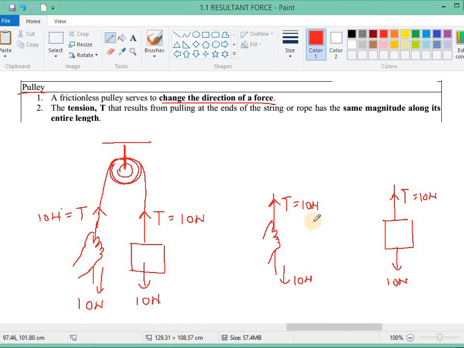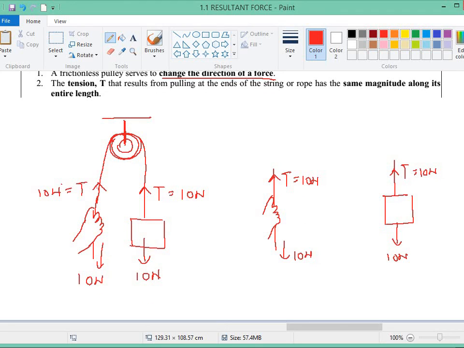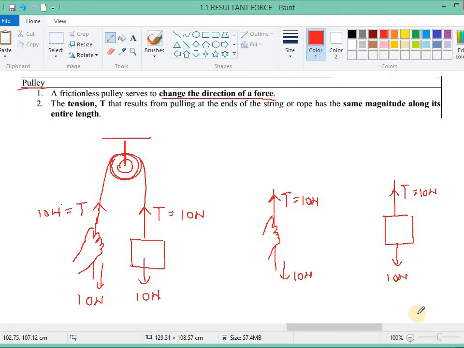So again, you see along the rope, the tension acts in both directions, and it is the same magnitude. The tension of the rope acts in both directions and it is the same. Okay, so a little bit of interesting thing about this pulley is that it can function as a force multiplier also.